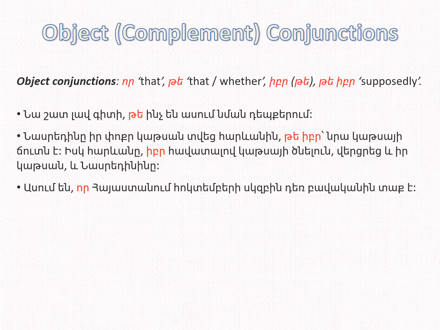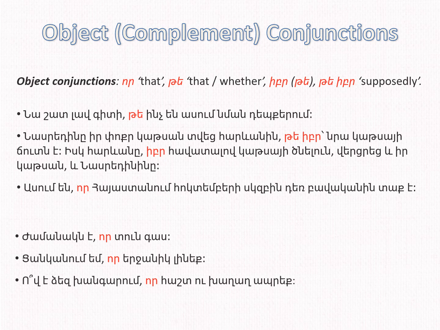Ասում են, որ Հայաստանում հոկտեմբերի սկզբին դեռ բավականին տաք է. They say that it is still quite warm in Armenia at the beginning of October. Look also at these examples. Ժամանակն է որ տուն գաս. It is time for you to come home. Ցանկանում եմ որ երջանիկ լինեք. I want you to be happy. Ով է ձեզ խանգարում որ հաշտ ու խաղաղ ապրեք? Who is preventing you from living in peace?